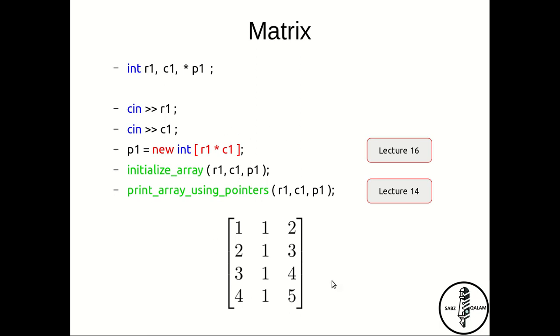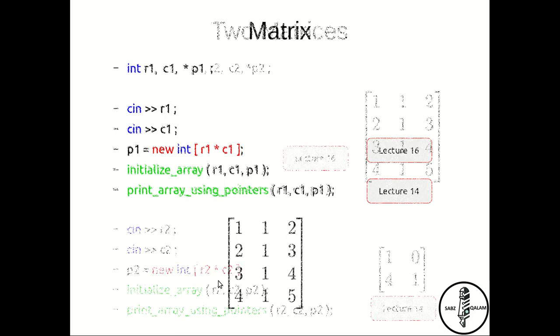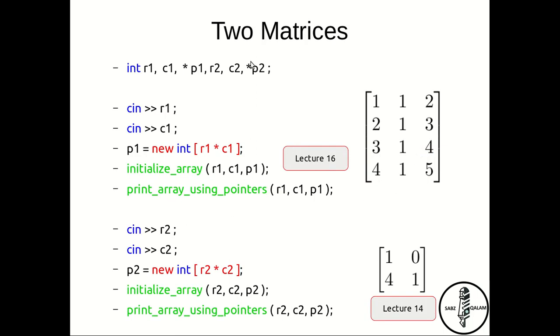So let's say the person actually initializes something like this. To initialize the second matrix, you literally copy paste the same code here, and you do the same with matrix number 2. The difference, however, is that you're using R2 and C2, right? And for matrix 1 you're using R1 and C1. Similarly, using P1 and P2. So this is P2, where you allocate a space in the memory equal to R2 times C2 number of elements, and then you initialize and print.